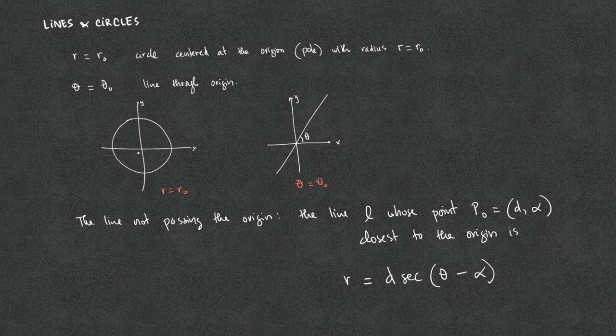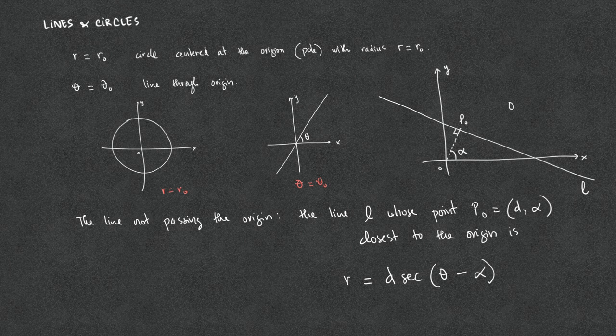In this case, by closest to the origin, P0, we mean the line OP0 should be perpendicular to the line L. This angle is alpha and the distance OP0 is d.